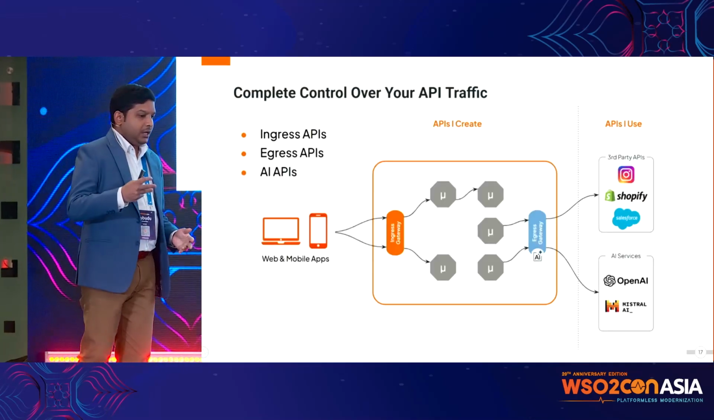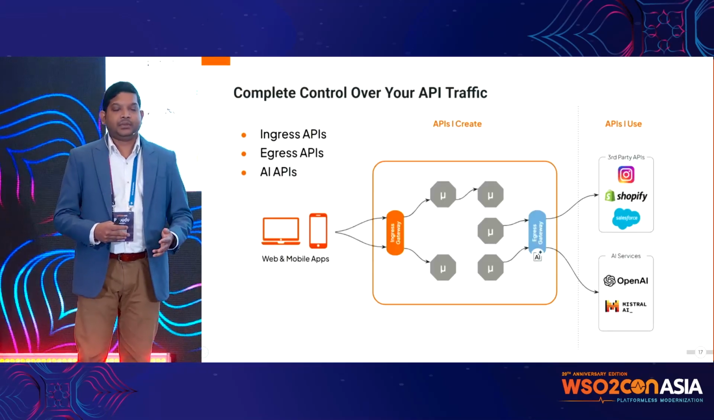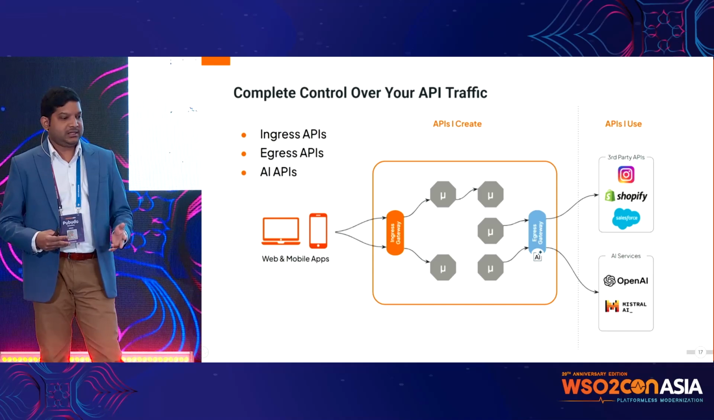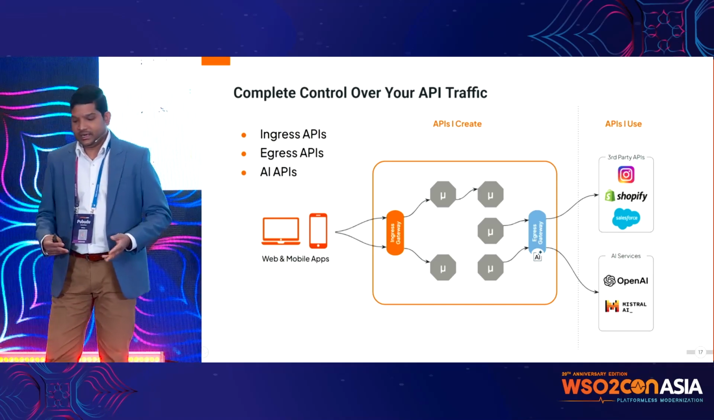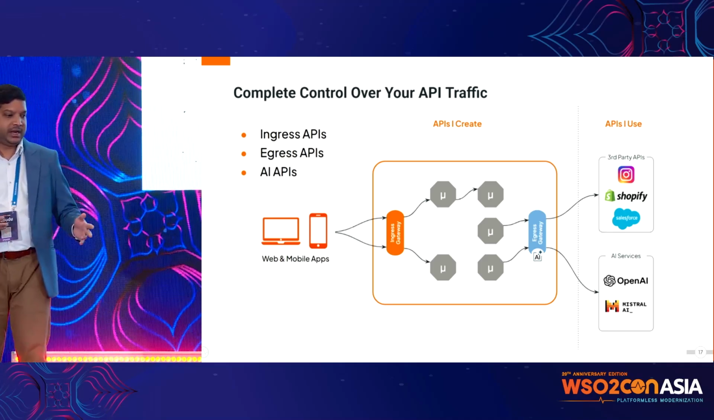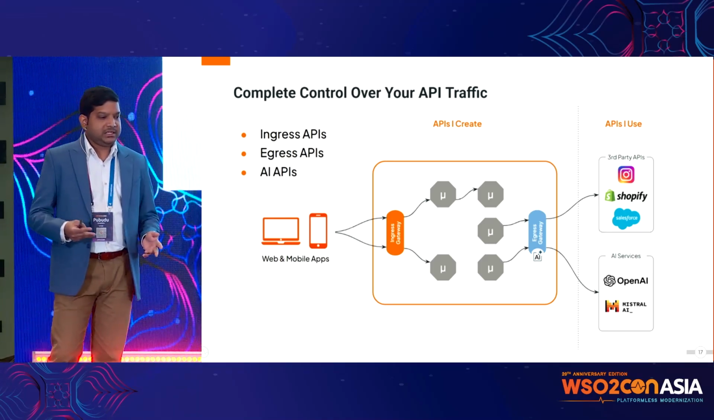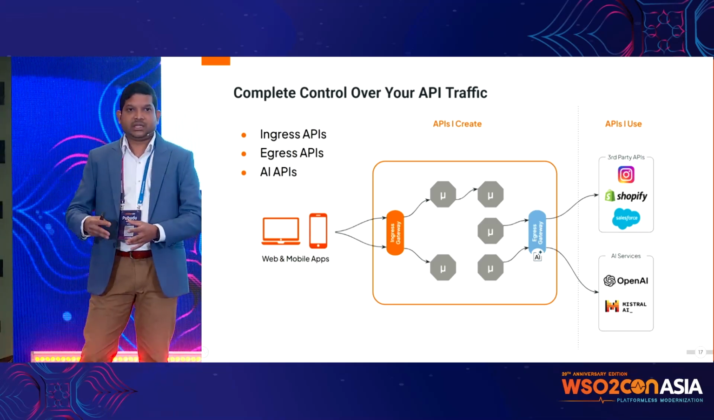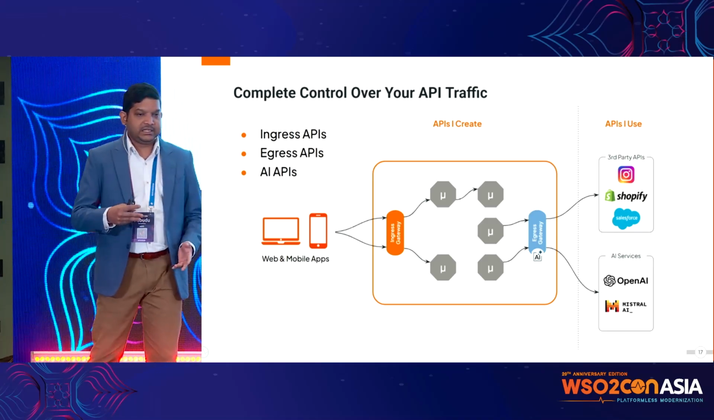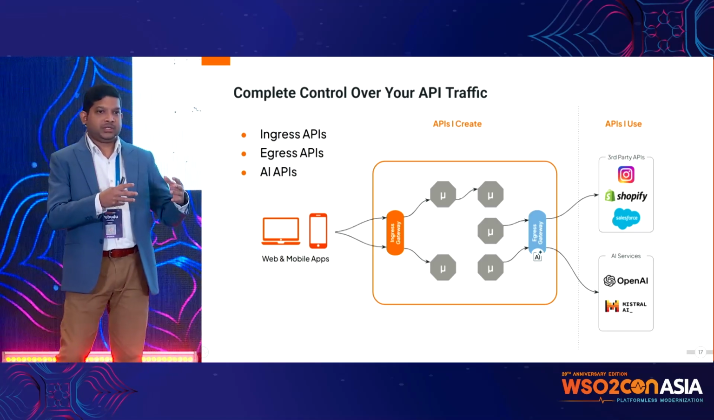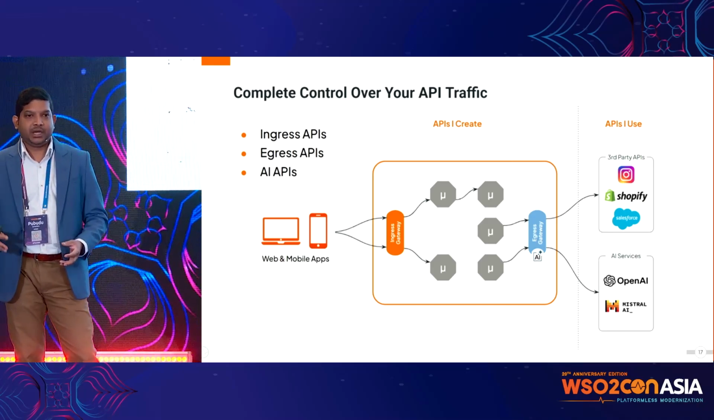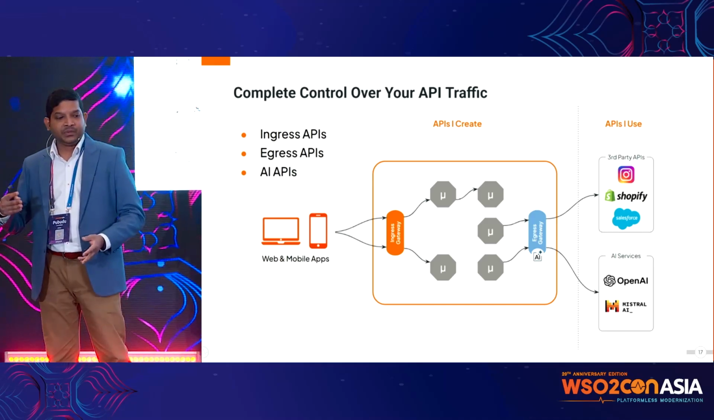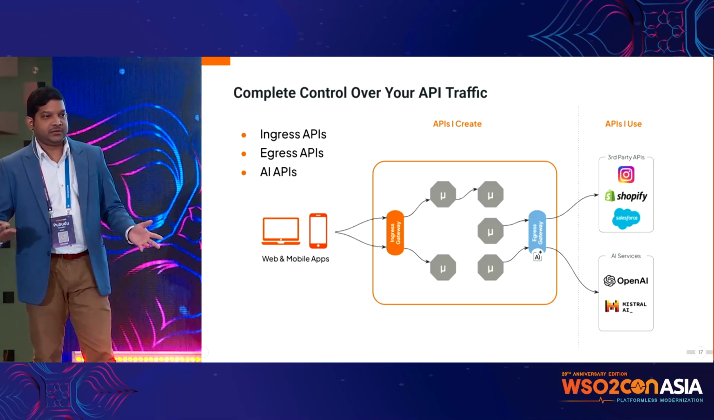Right, so when it comes to the API landscape, we can identify API requests that are categorized into these areas: ingress APIs, egress APIs, and AI APIs. The ingress is about the traffic that comes from your client applications to the services you have created. Then egress is about the traffic that goes from your services to the third-party APIs or third-party services that you consume. Third-party APIs can be Instagram, Shopify, Salesforce, and likewise.